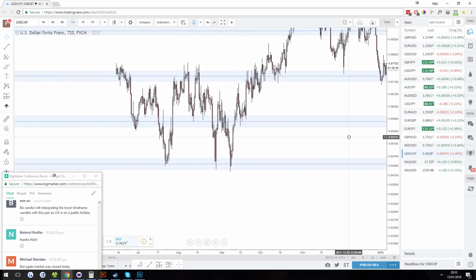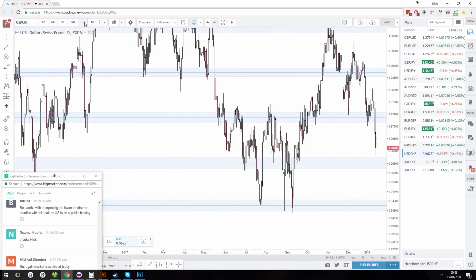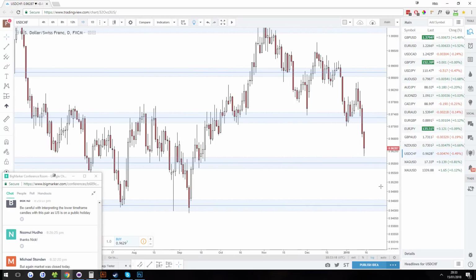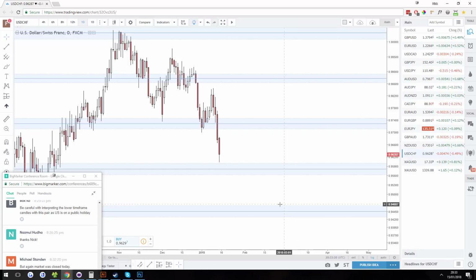USDCHF. Yeah, that's pretty messy. Falling into the support area, but it's not quite there yet. We're just going to have to wait and see what happens when it hits the support area.